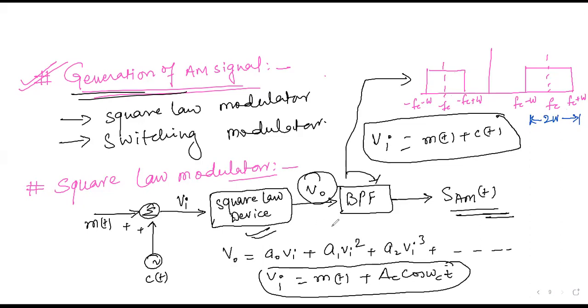Okay, so now a square law device. Square law means up to what? Up to Vi square. So V0 equals A0 times Vi plus A1 times Vi square. I will go up to Vi square, not the Vi cube, because this is a square law device.